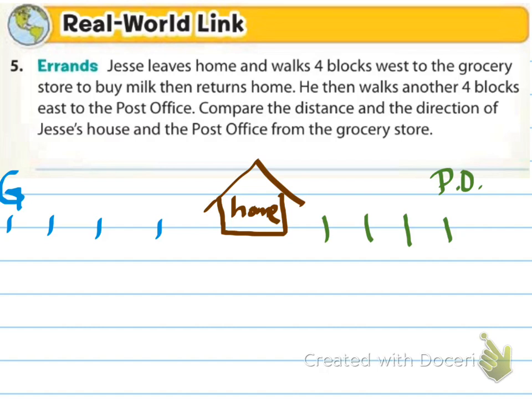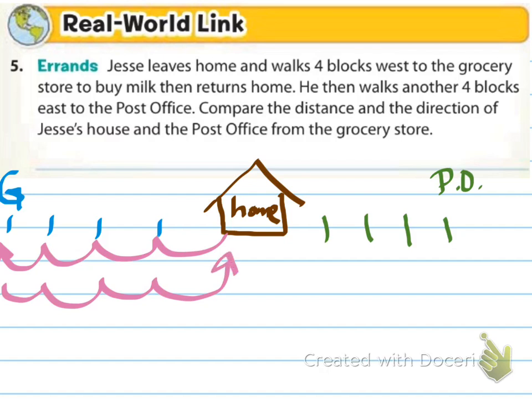Sorry about that. It says, Jesse leaves home and walks 4 blocks west to the grocery store to buy milk and then returns home. He then walks another 4 blocks east to the post office. So compare the distance and the direction of Jesse's house and the post office from the grocery store. So we've got Jesse says 4 blocks to go to the grocery store. So we've got 1, 2, 3, 4 to get to grocery store, and then back.